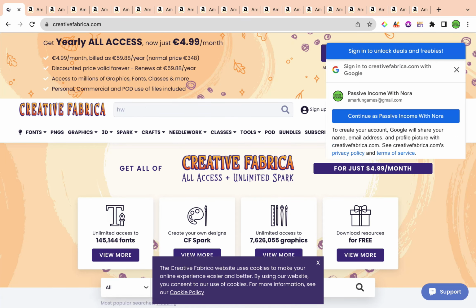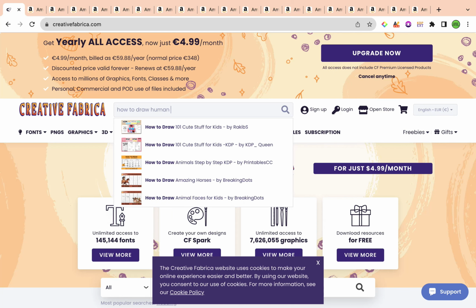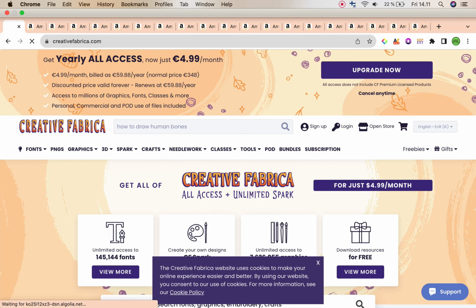So, my apologies, just one second, bear with me. How to draw human face. We have human figure right here. We also have bones. Let's see bones.